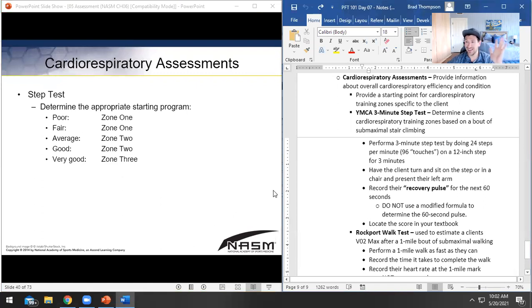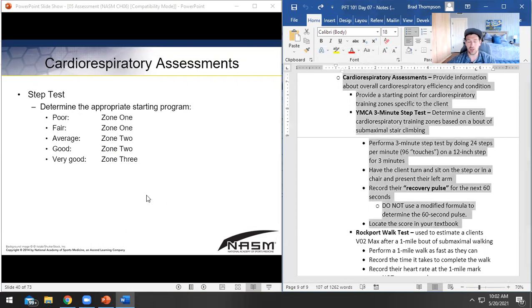So then what you're going to do is look at what your client's score is, right? If they did poor, you're going to only give them a zone 1 workout. You do not want to take them above 75% of their heart rate max when you're exercising. If their score was fair, same thing. Don't take them above 75%. If they did average or good, you can take them all the way up to 85%. And if they did very good or excellent, you can take them all the way up to 95% of their heart rate max. So this is going to keep your clients safe.